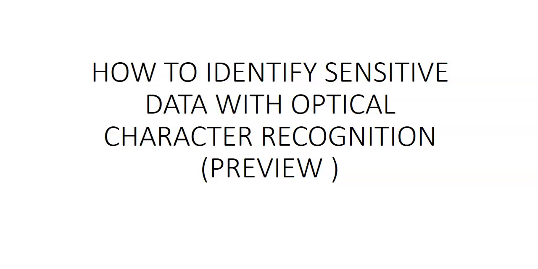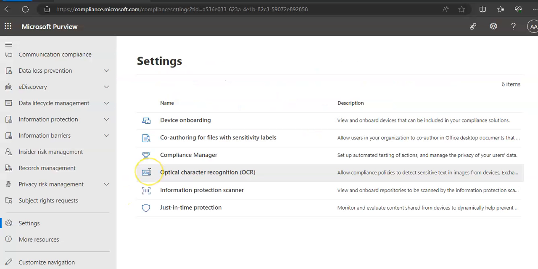So let me show you the portal here. Once the subscription is in place, you configure the billing. When you enable OCR, all sensitive information types and trainable classifiers can detect characters that are in images. Because it's an optional feature, your global admin must set up pay-as-you-go billing to enable OCR.